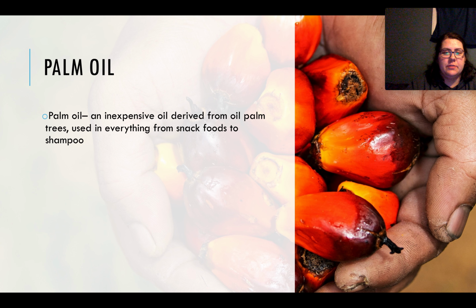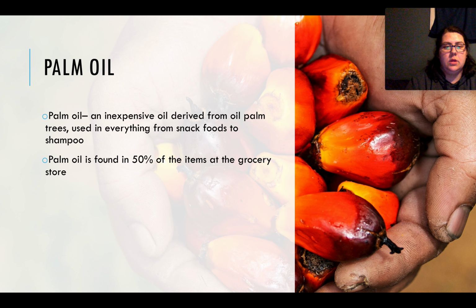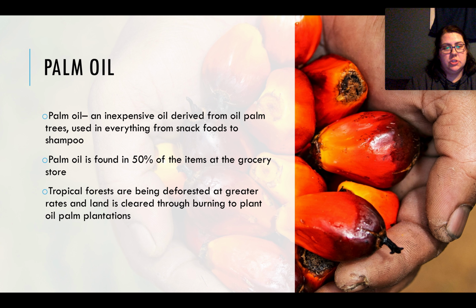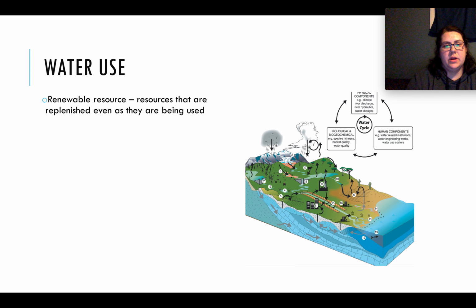Used in everything from snack foods to shampoo. Palm oil is found in 50% of the items at the grocery store, so that is like half the items. Tropical forests are being deforested at a greater rate, and land is cleared through burning to plant oil palm plantations.